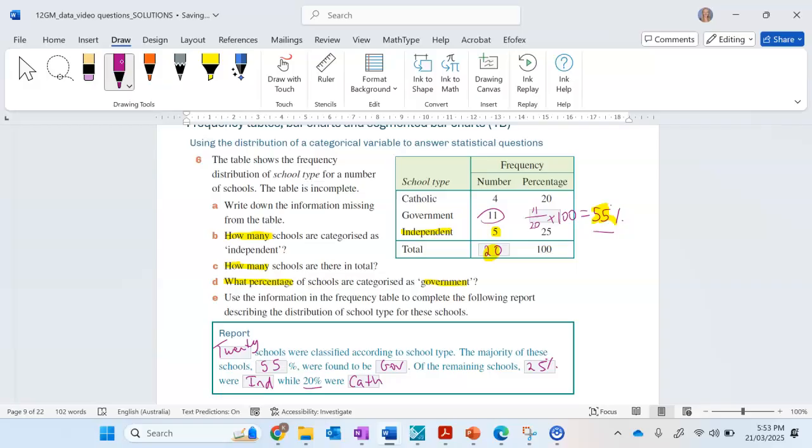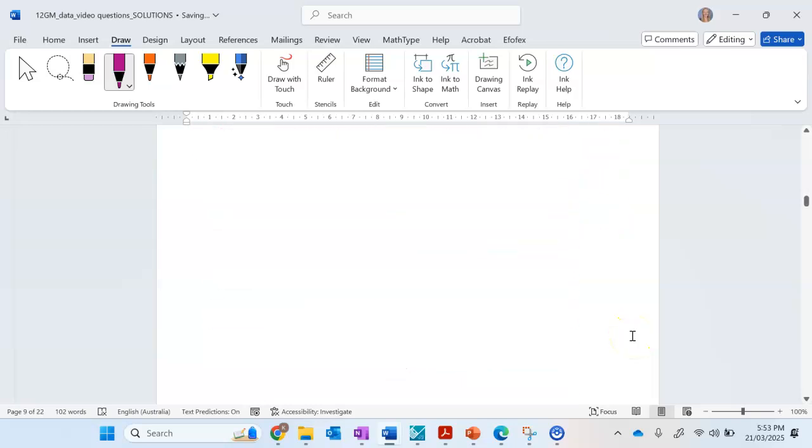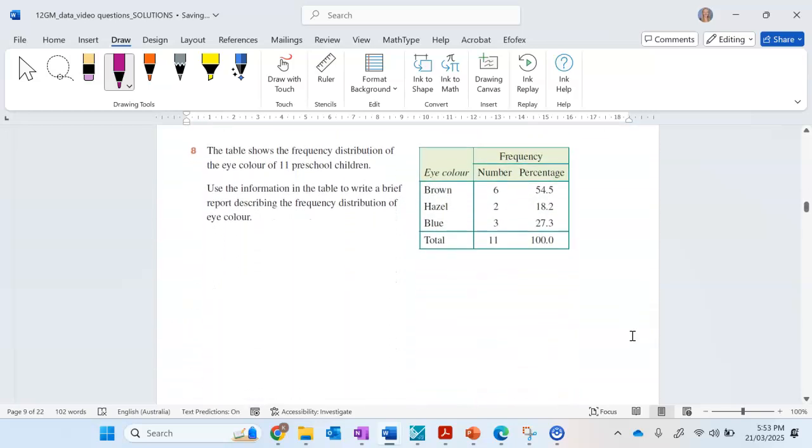All right, just realized my charger came out. Moving along. Oh, just plugged my charger in.